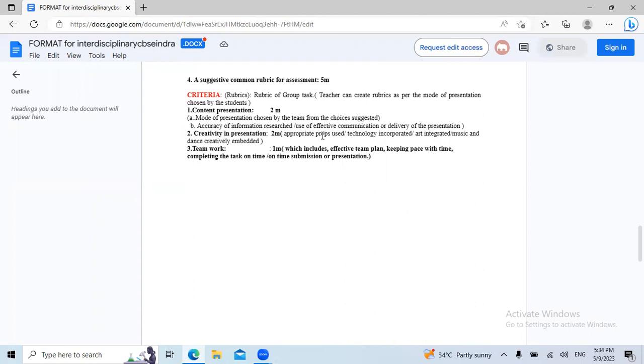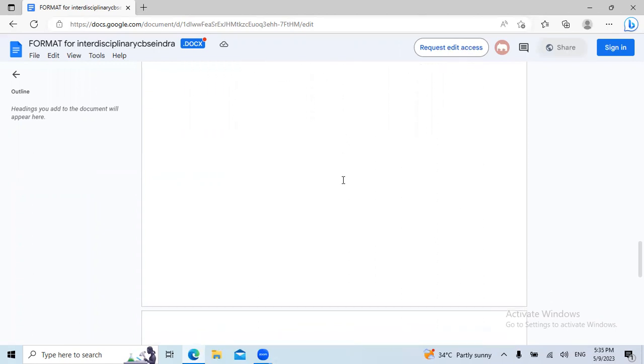Accuracy of information, research, use of effective communication, or delivery of the presentation. Creativity of the presentation, 2 marks: appropriate props used, technology incorporated, art integrated, music and dance creativity embedded. Teamwork, 1 mark, which includes effective team plan, keeping pace with time, completing the task on time, submission or presentation. In this way, the detailed information about the interdisciplinary project is given here.